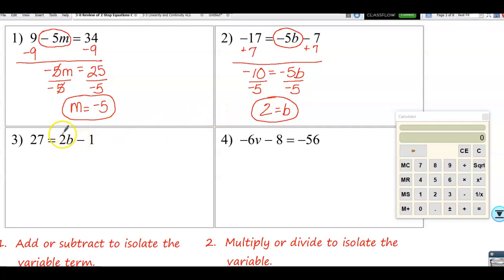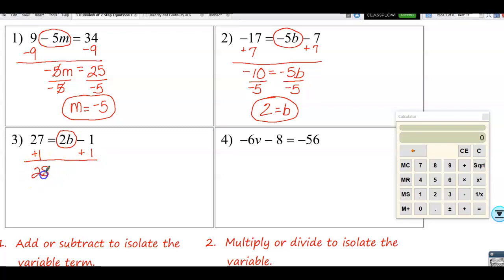Here's another example, the variable term being on the right. Okay, 2b is our variable term. It happens to be on the right. That's totally fine. We want to add or subtract to get the variable term alone. So we need to get rid of the number that is on the same side with the variable term. We need to get rid of this plus 1. We do that by adding 1 to both sides.